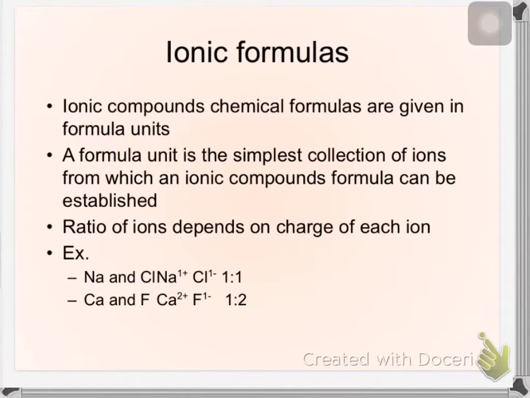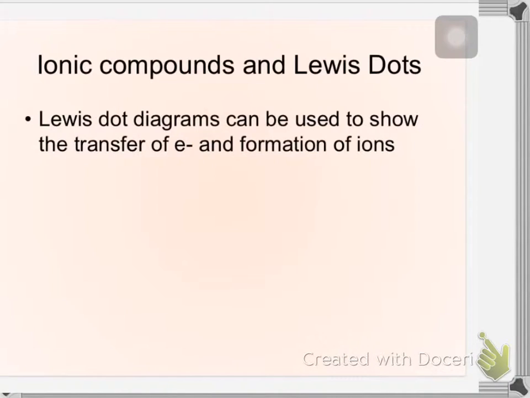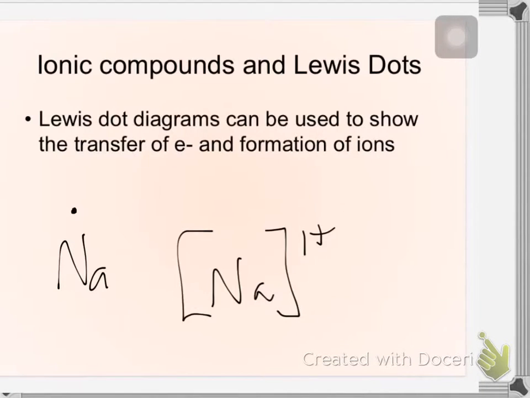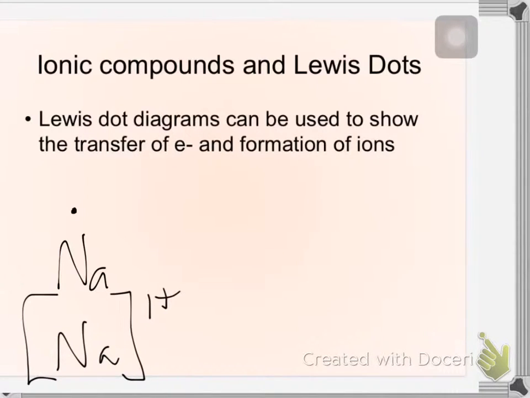So this is just a ratio. That's all it is, a ratio. And it's so that they balance out to be neutral. And like I said, we'll do a lot more with that next chapter. We did the Lewis dot diagrams, for instance. We showed sodium versus the sodium ion once it's given up its electron. We showed chlorine and the chlorine ion, I believe.